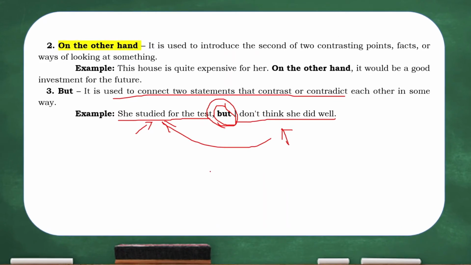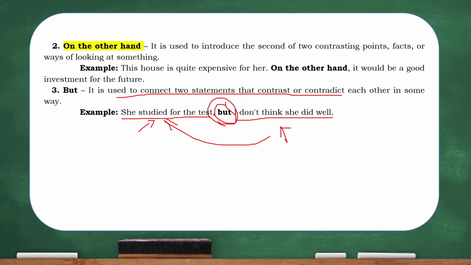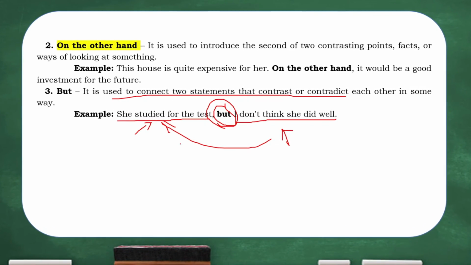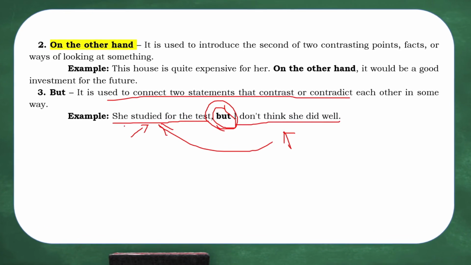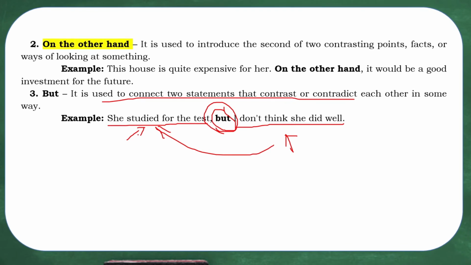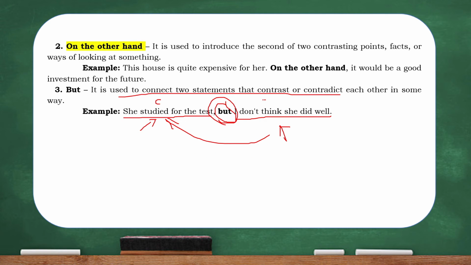So but as a conjunction is used here for us to be able to oppose the idea of two independent clauses or two sentences. This is the claim and this is the counterclaim. Let's proceed with the next one.